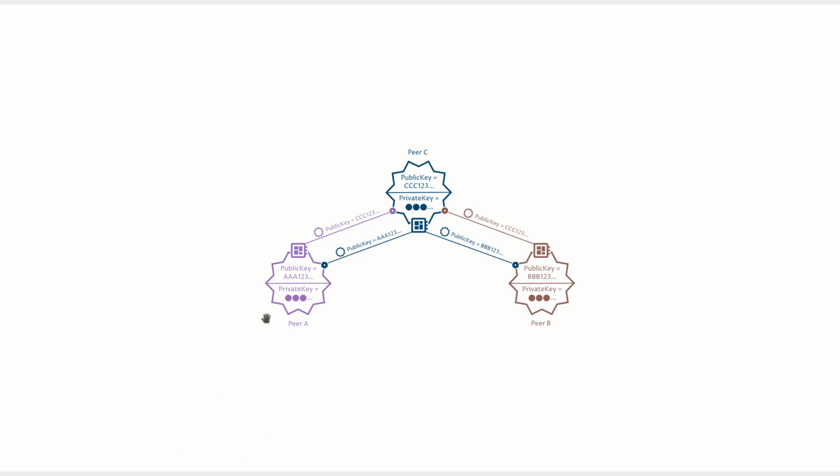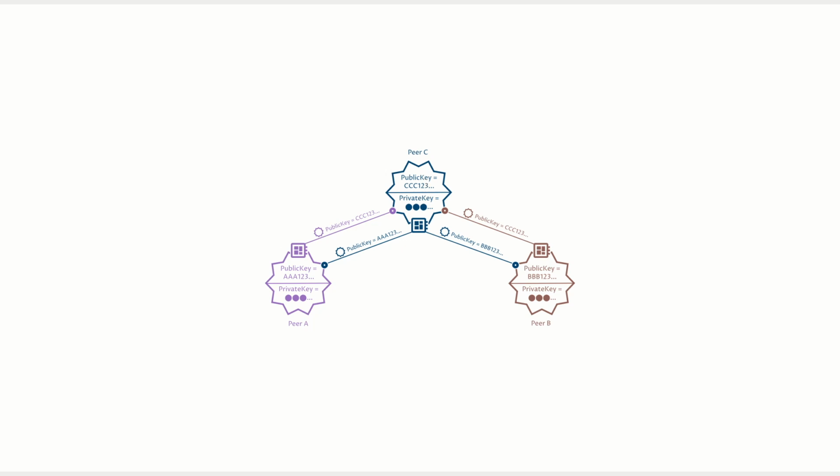We've got peer A in purple, peer B in brown, and both are connected to peer C in blue. Now each peer has a cryptographic key pair that both identifies the peer uniquely and allows the peer to establish an encrypted tunnel with other peers. And each key pair is comprised of two parts, a public key and a private key. Now you keep this private key secret and configure just the peer's own local interface with the private key, but you configure the WireGuard interface of every other peer with the public key.